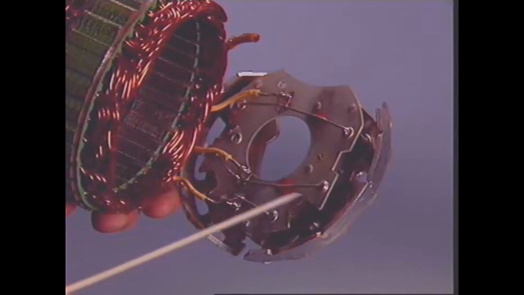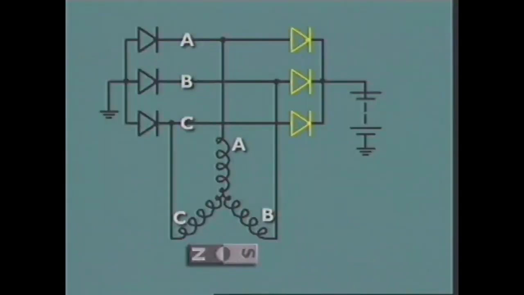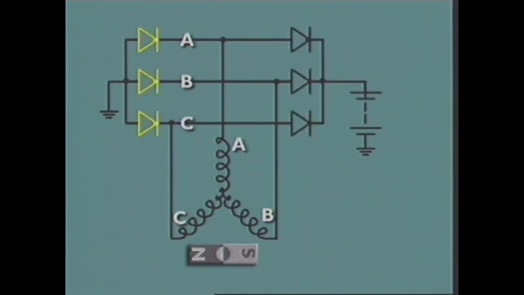One of each is used to rectify current in each of the 3 phase windings. The positive diodes let current flow out to the battery terminal B positive. The negative diodes complete the return circuit from the battery terminal B negative.